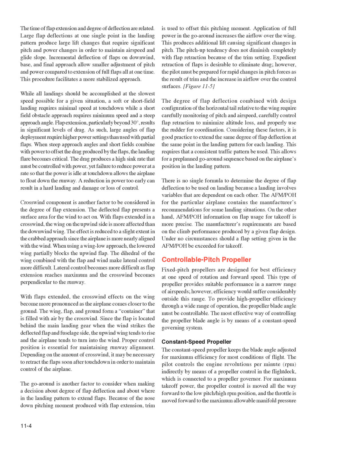Because of the nose-down pitching moment produced with flap extension, trim is used to offset this pitching moment. Application of full power in the go-around increases the airflow over the wing. This produces additional lift, causing significant changes in pitch. The pitch-up tendency does not diminish completely with flap retraction because of the trim setting.